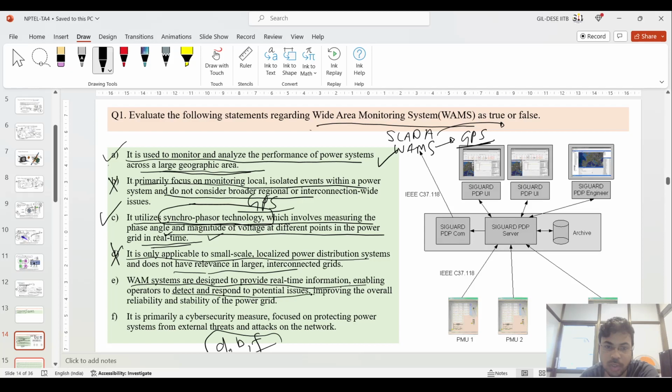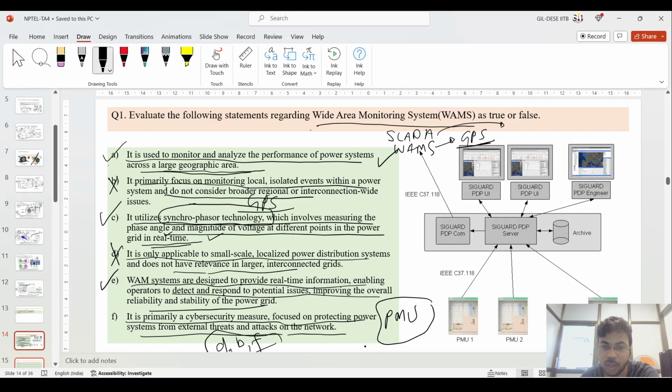Coming to the E part, that the WAM systems are designed to provide real-time information enabling operators to detect and respond to potential issues, improving the overall reliability and stability. That is true, because it gives real-time information of the voltage and current data. From that you can detect and respond quickly. This is also important for the stability of your power grid. Coming to the next part, it is primarily a cyber security measure focused on protecting power systems from external threats and attacks on the network.